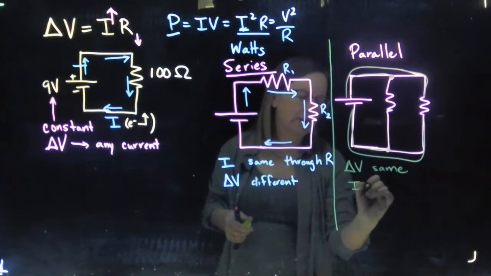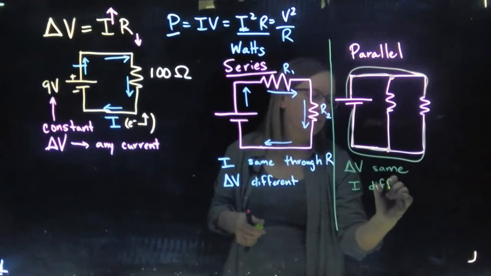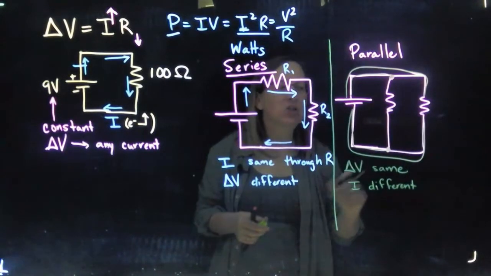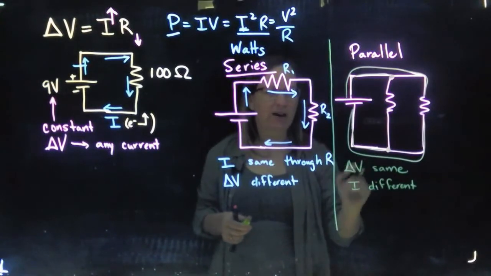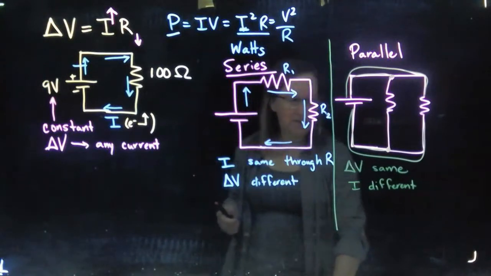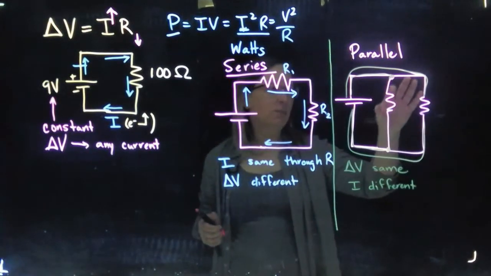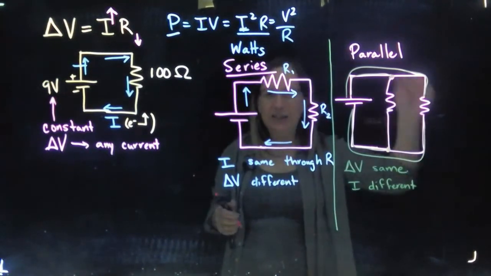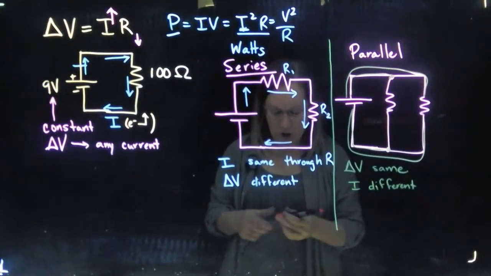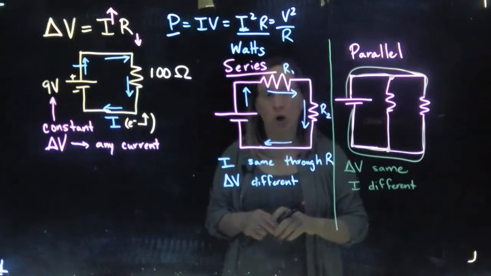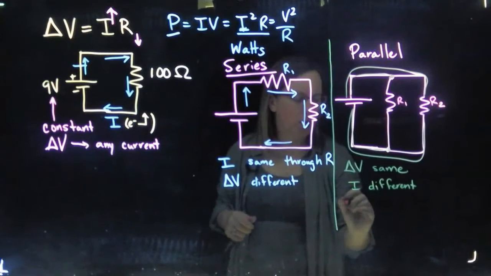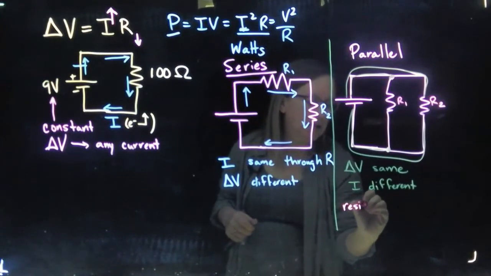The current is going to be different. It's like each one has its own arm connected to the battery, and they're each pulling their own current to light up. So if this is a light bulb and this is a hairdryer, they're pulling different amounts of current, but they've got the same amount of voltage across them. And these are called loads, right? This R1 and R2, or we can talk about a resistive load.